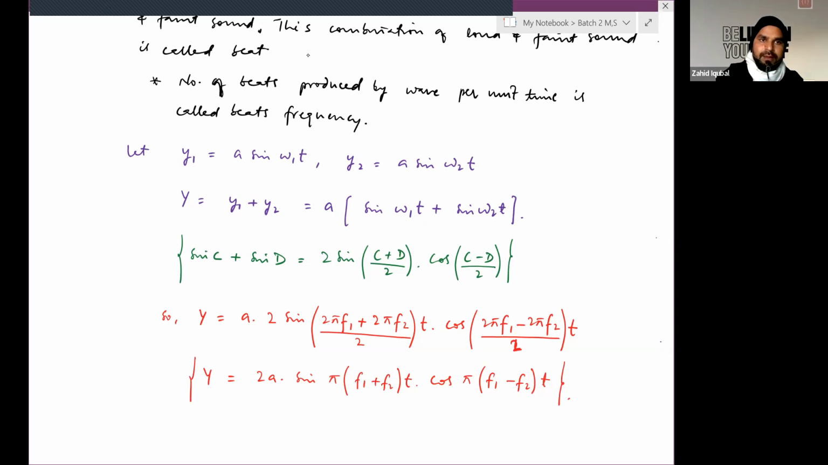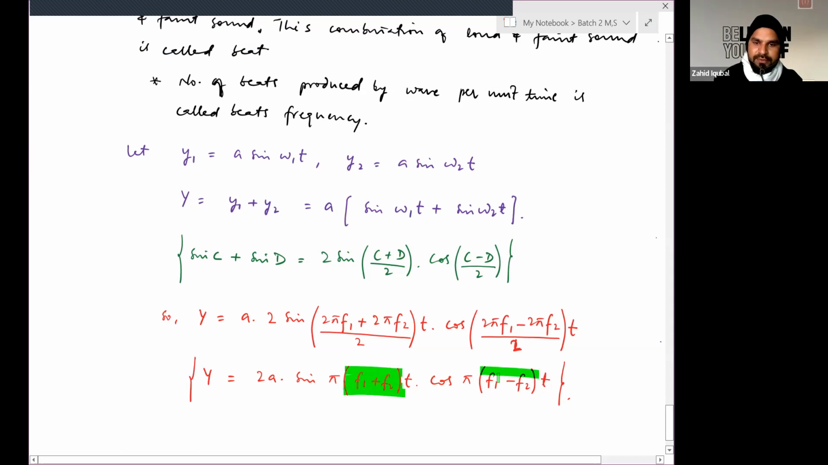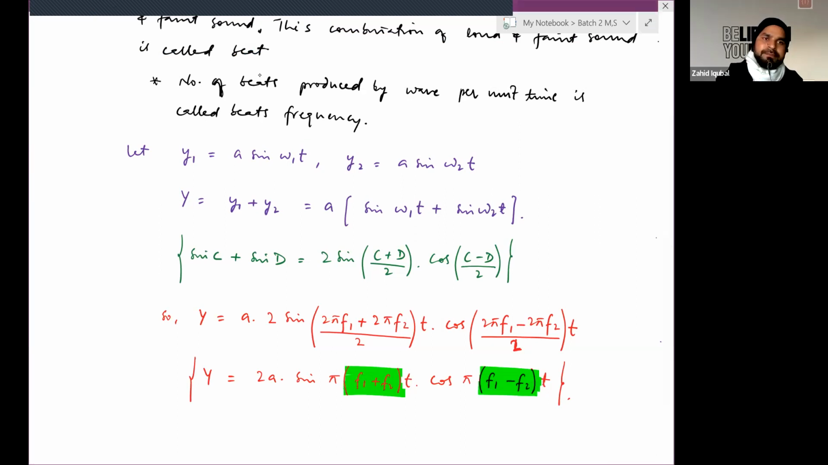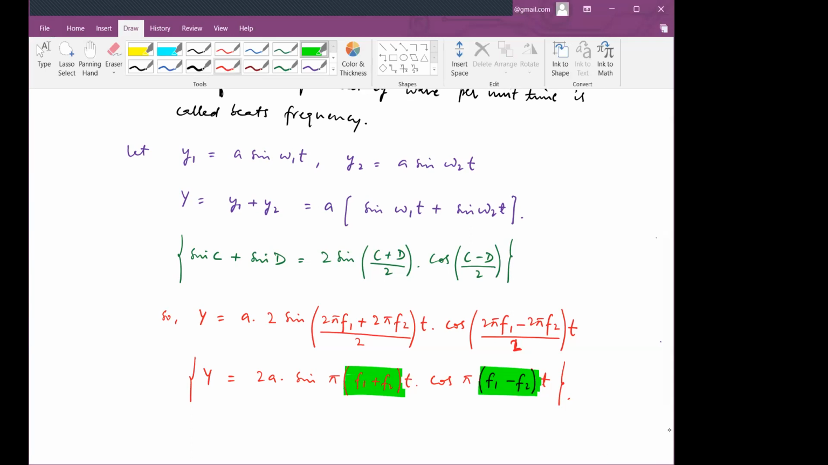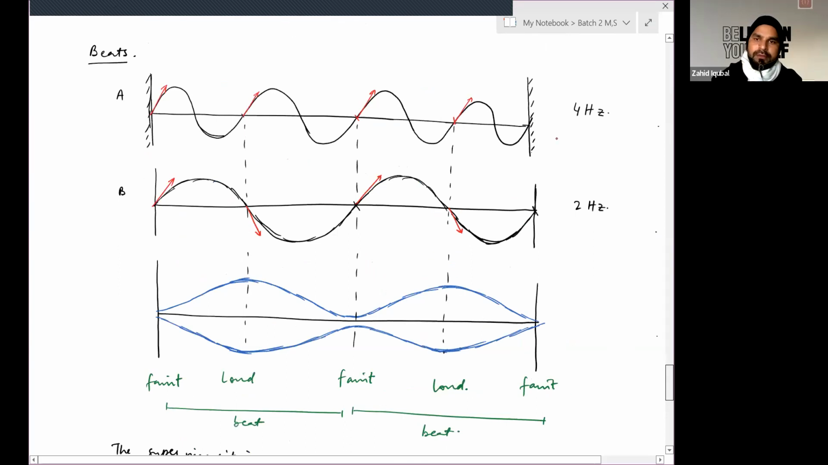So we have two different terms. One is f1 plus f2, and the other is f1 minus f2. Myra, any doubt? No, sir. So according to the above, from the graph, the first wave has frequency 4 hertz and the second wave has frequency 2 hertz. So this will be f1 and this will be f2. If you add these two terms, you'll get 6 hertz. It means there will be a wave at this point vibrating like this.